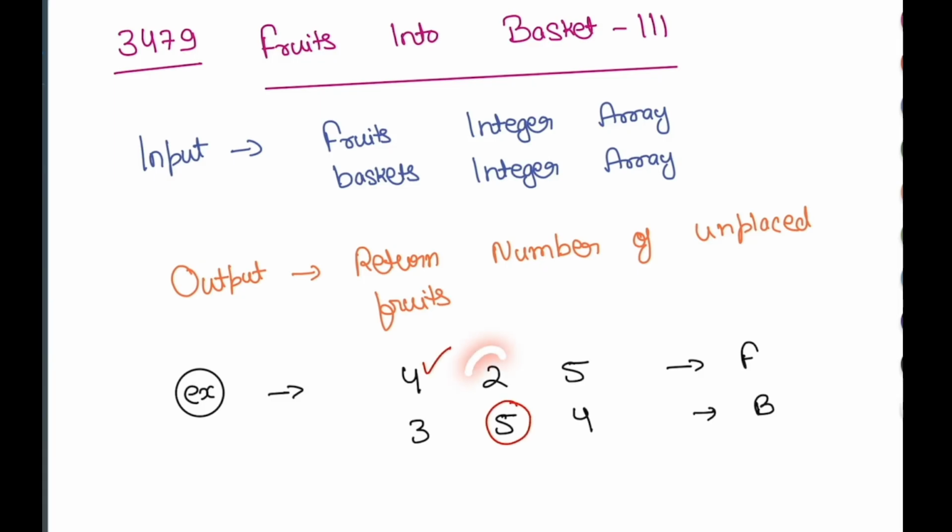Now let us talk about the next fruit which requires a capacity of 2, right? So let's start searching from the left, and the first basket has a capacity of 3. So we can put this particular fruit in the first basket which has a capacity of 3. So this is also placed, and now this is occupied.